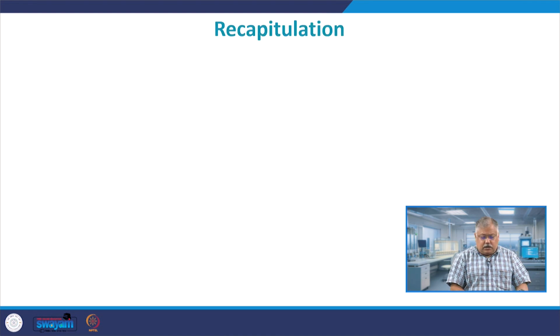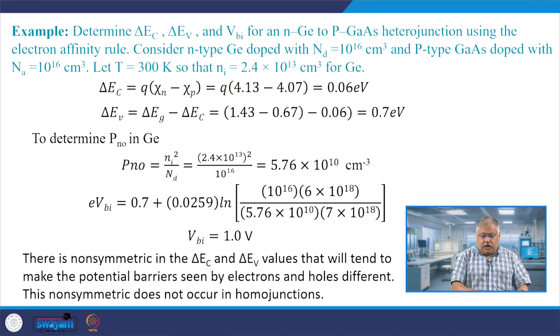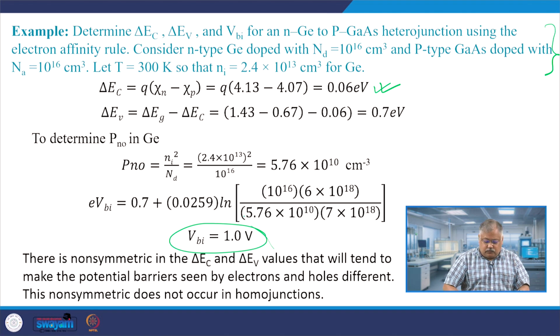I will end this topic with a small numerical example, and you can have a look into it and do it yourself. What we found out is that if you have an N type germanium with P type gallium arsenide heterostructure, and if you apply the electron affinity rule, saying that the electron affinity will not change as you move, and this expression is valid, then we get that for all these values of P type and N type material, my V built-in is approximately equal to 1 volt.